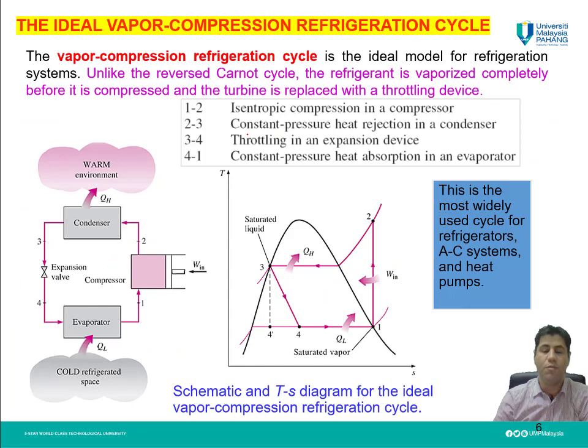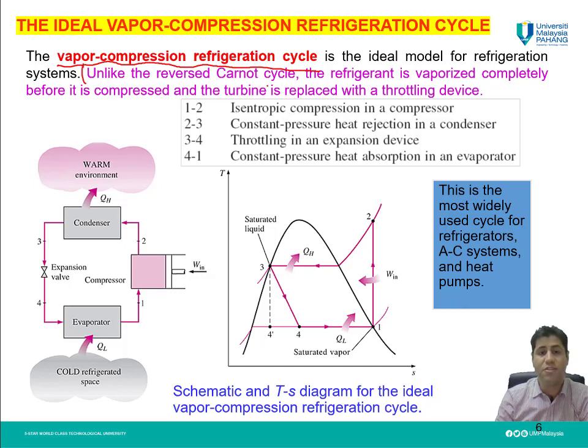As I told you, the reverse Carnot cycle is a useful cycle to start discussing the refrigeration or refrigerator system. But as we saw in the previous slide, this cycle is actually not an appropriate cycle to describe the refrigeration cycle. Then what can be the ideal cycle for these systems? The ideal cycle for the refrigerator system is the vapor compression refrigeration cycle. This is an ideal model for refrigeration systems.